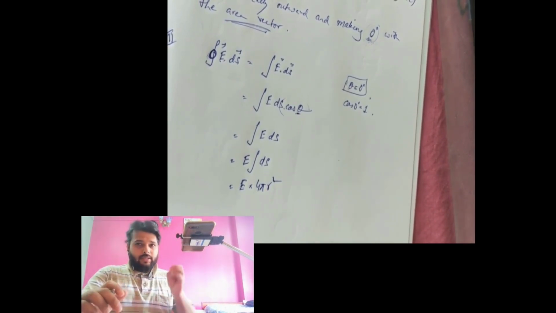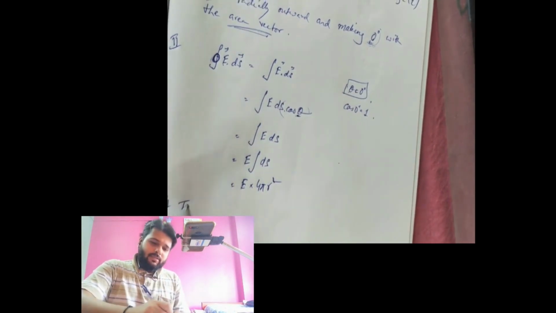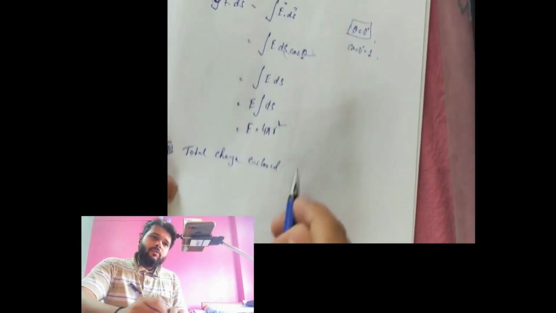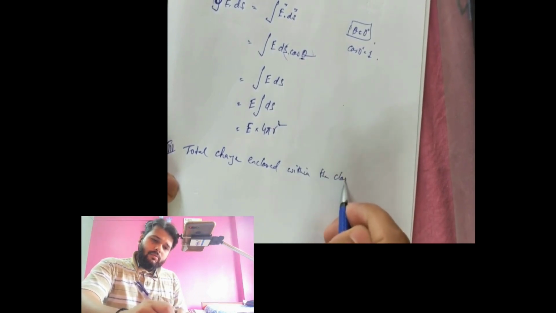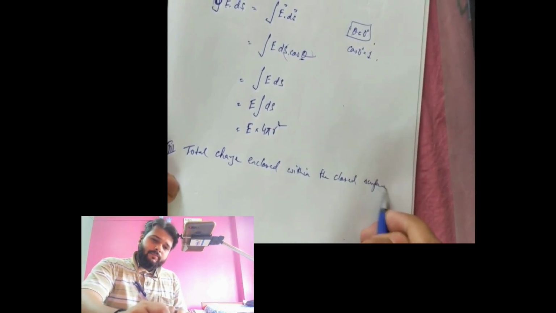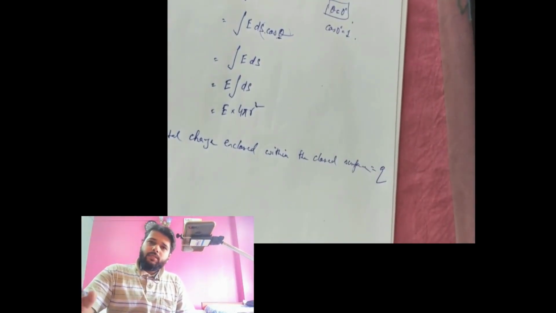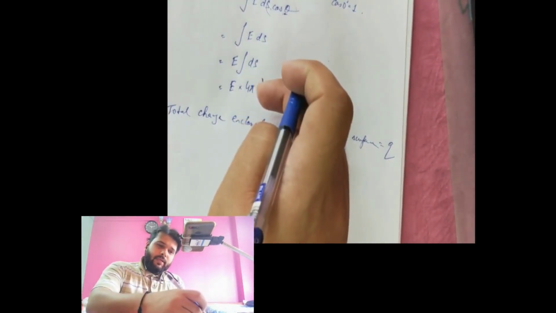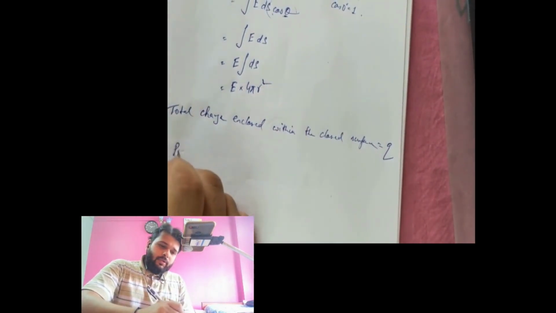So here in this case, in case of a point charge, the whole charge is enclosed within that sphere. So the total charge enclosed within the closed surface is Q itself. The total charge is Q. In the fourth step, we have to put these values which I have calculated in the second step and third step into the Gauss's theorem.